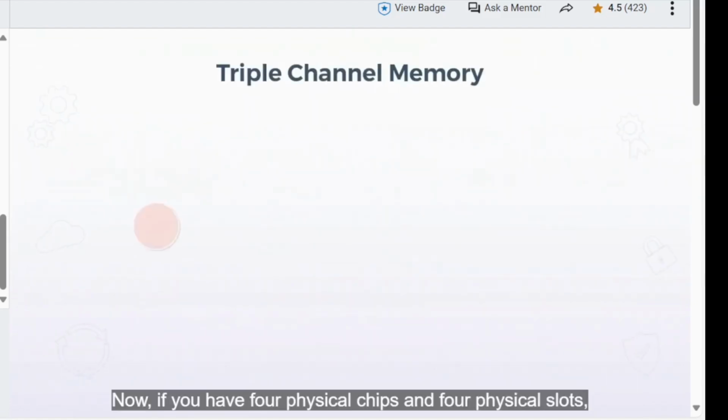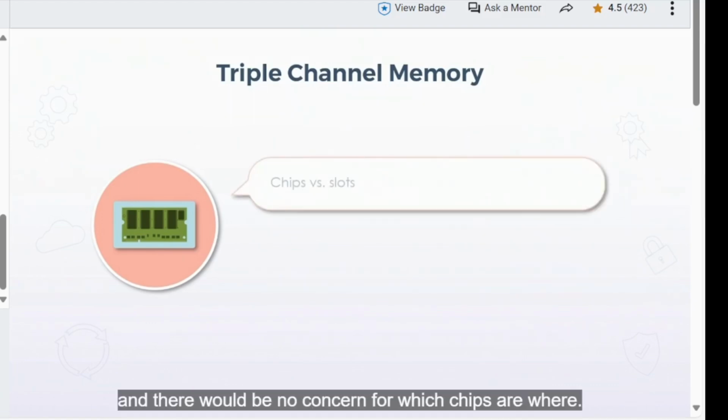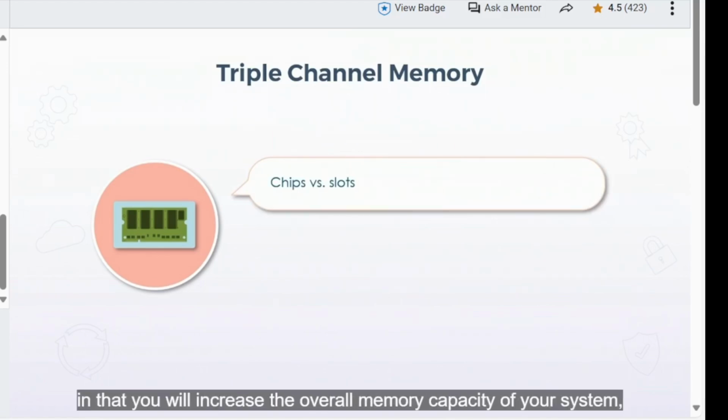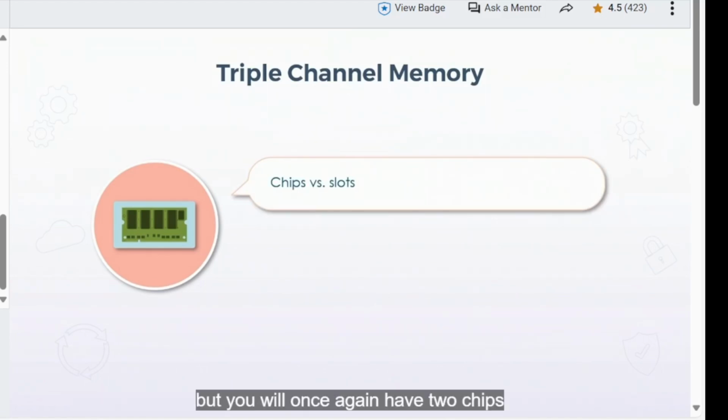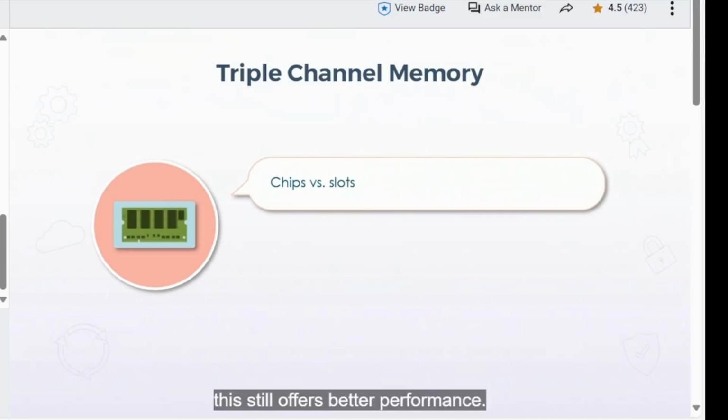Now, I should also mention that although you might have the ability to support triple channel RAM, you need to be mindful of the total number of chips versus the total number of slots. For example, you might have only 4 physical chips, but 6 slots, in which case you could just put 1 chip in each slot, which would give you triple channel RAM. Then you could install the 4th chip into any other channel, and that particular channel would be shared.